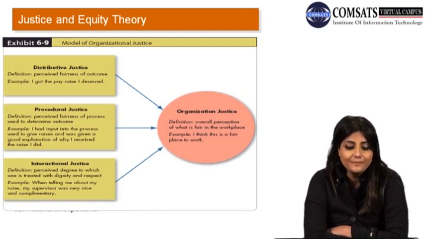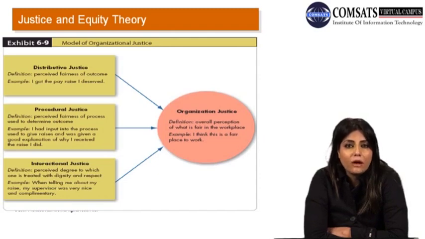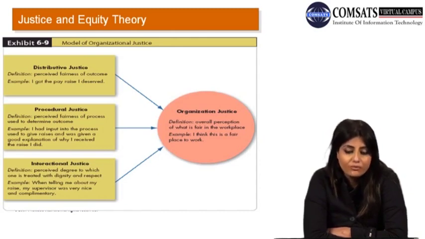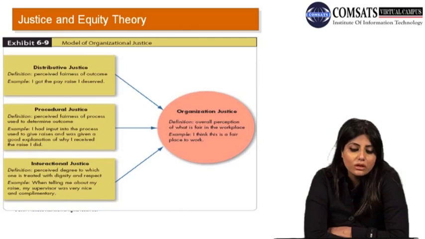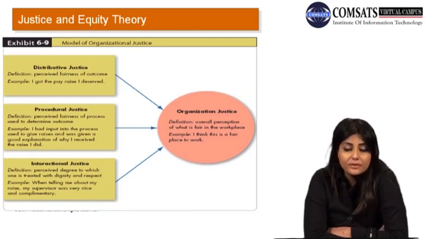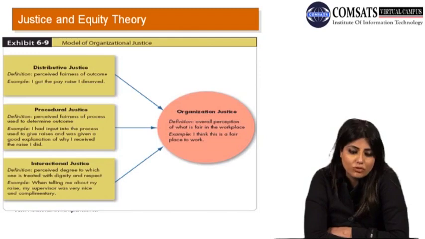Distributive justice is basically when individuals are trying to relate their outcomes with those of others, right? So it is about fairness perceptions of the distribution of outcomes. Such as, I got the pay raise I deserved. That is an example of distributive justice. So here it is about the distribution of the outcome, and it is more related to the concept of equity theory.